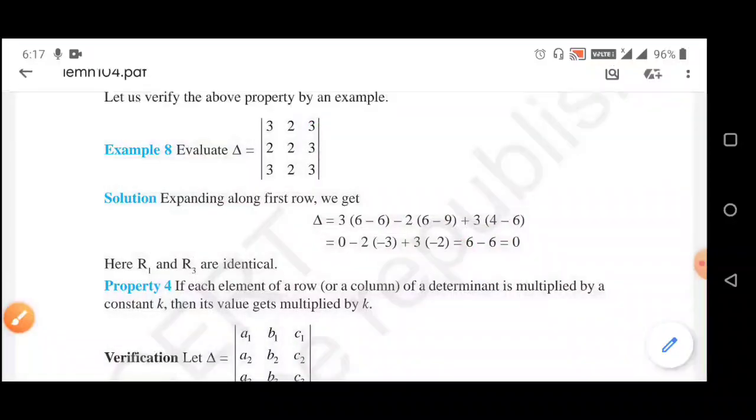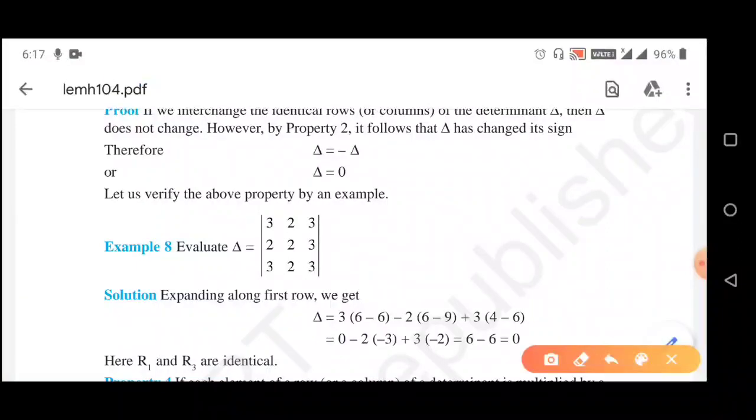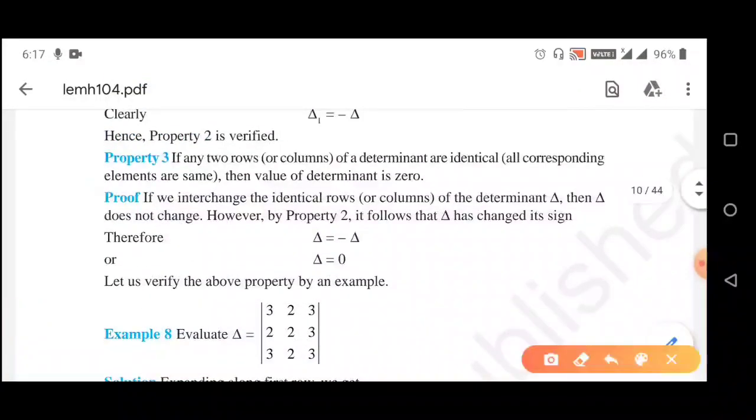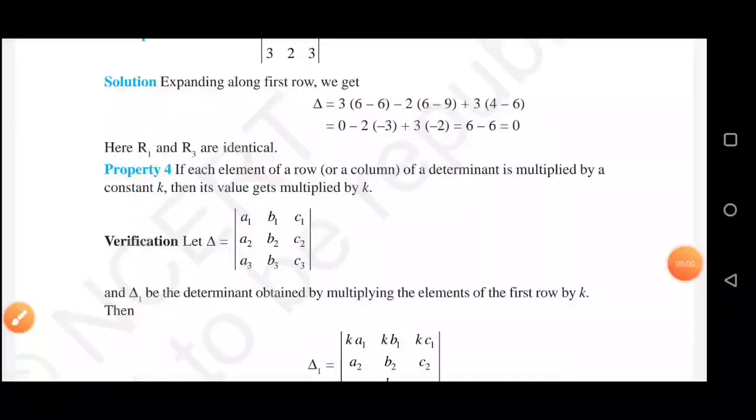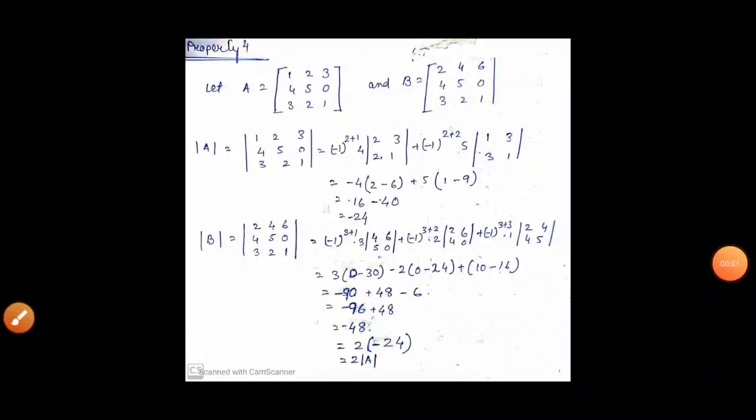So from here we can say that if any two rows or columns of a determinant are identical, then the value of the determinant is 0. In property 4, it is given that if each element of a row or a column of a determinant is multiplied by a constant k, then its value gets multiplied by k. To explain property 4, let us take an example.